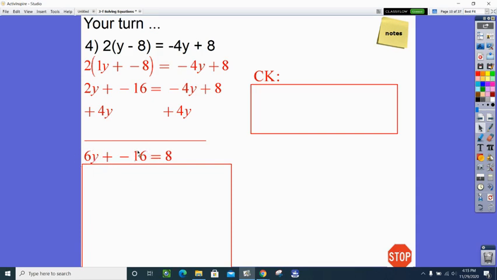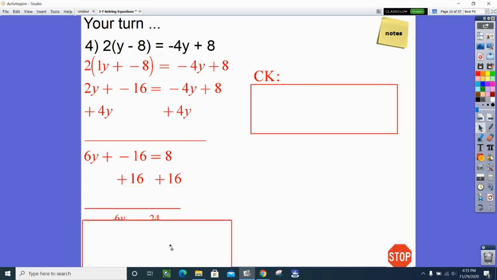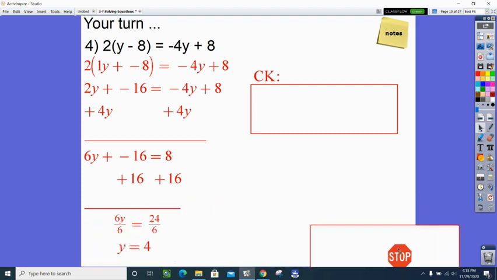Basically, you're looking to make a zero pair here. So the easiest way is to see this as that negative 16. You're going to have to add a 16, and there is your zero pair to get rid of him. So 6y is going to equal 24. And then the opposite of multiplying by 6 is to divide by 6. And did you get y equals 4?